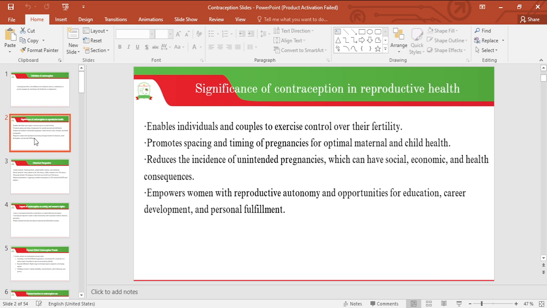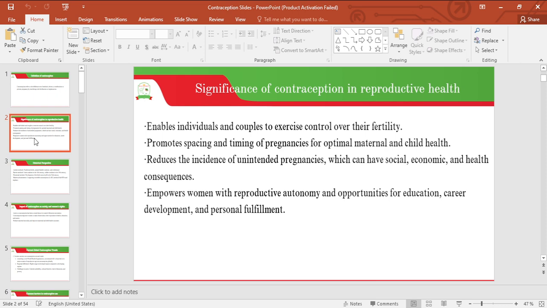Another point of significance of contraception in reproductive health is that it promotes spacing and timing of pregnancies for optimal maternal and child health. You will realize that when pregnancies are well spaced, by the time the mother becomes pregnant again, she will be healthier than mothers who do not space their pregnancies, and their children will also be much healthier.